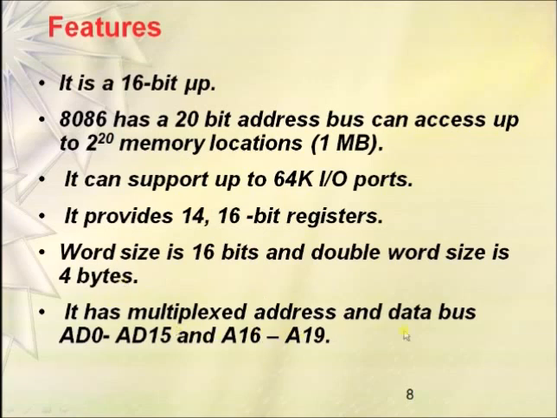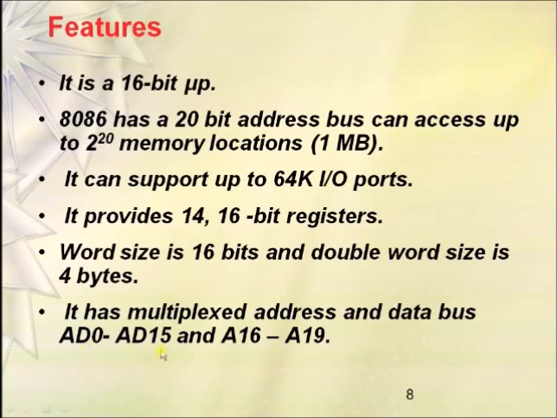Now it has a multiplexed address and data bus, that is AD0 to AD15. A indicates address and D indicates data. If one particular line is carrying multiple pieces of information, then we call it a multiplexed line. So AD0 to AD15 are called multiplexed lines because they can carry the address information as well as the data information. There are a total of 16 data lines, and here we got 16 address lines, and the remaining address lines are A16 to A19. So a total of 20 address lines are obtained here, from A0 to A19, and 16 data lines from D0 to D15.